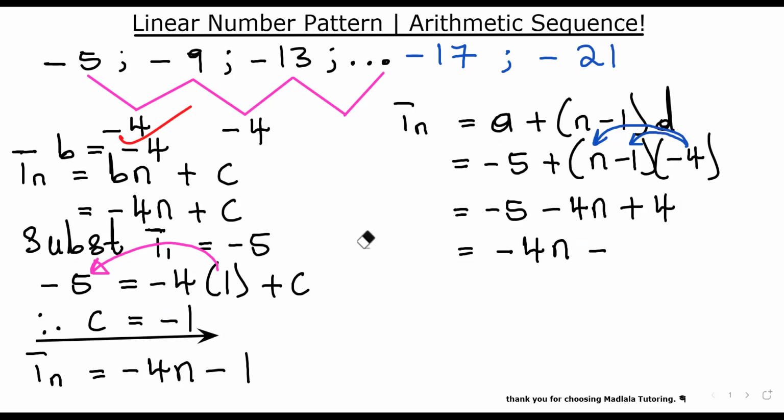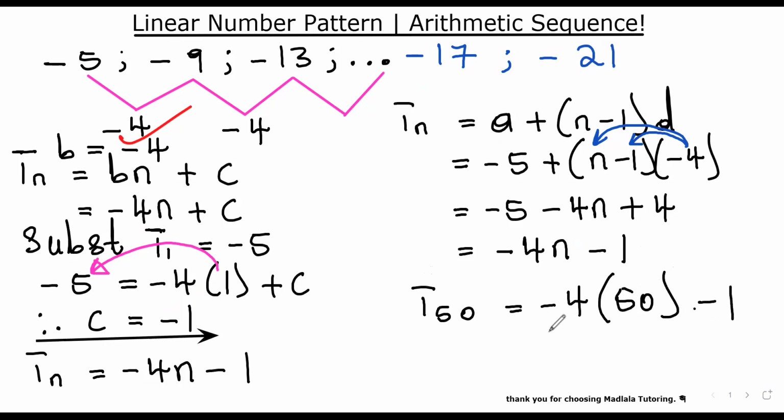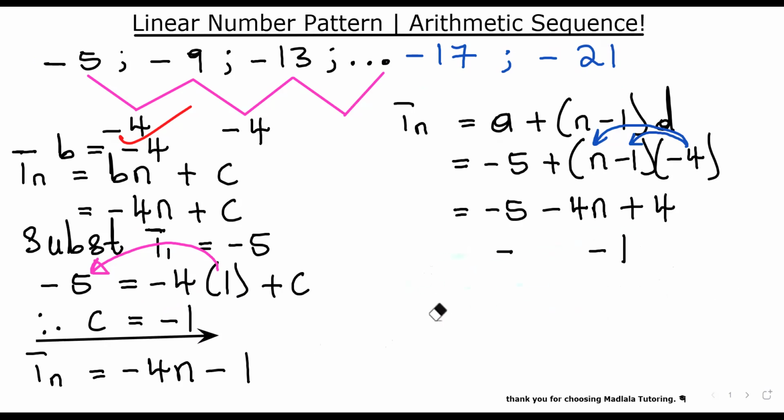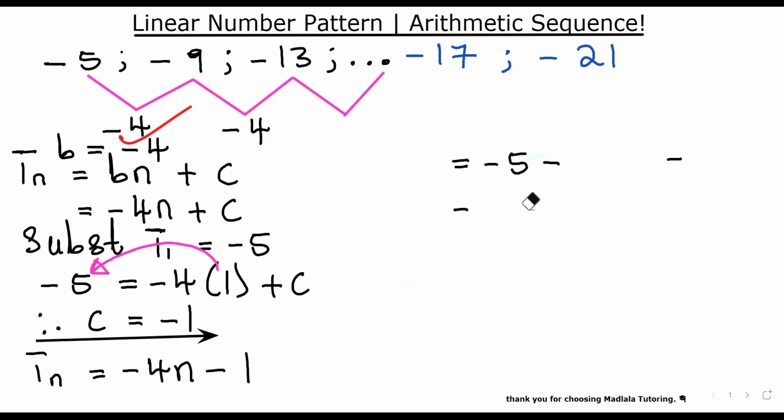Now that you know your general term, you can now determine the value of any term, right? For instance, you can now determine term number 50, because you can simply say, well, I have negative 4 here, and I can substitute my 50 and then say minus 1. So that's the beauty of the general term. It is a formula that represents all the terms on that number pattern. Right.